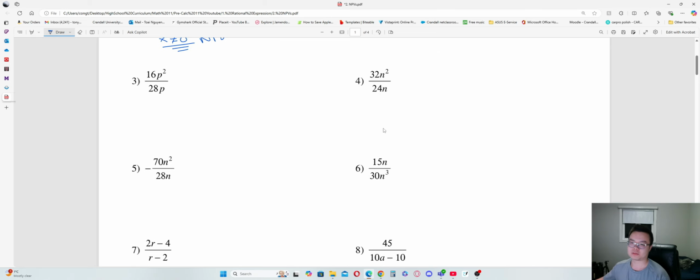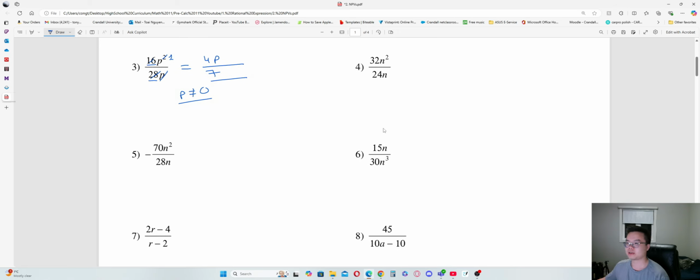Question 3 here, we have 16 over 28. I want to focus on the numbers first. I do know that 16 and 28, I can divide by 4. So 16 divided by 4 gives me 4, and 28 divided by 4 gives me 7. P squared will cancel out, giving me 1, and P raised to the power 1, or P with a degree 1, they will cancel. So I will have 4P over 7. And my NPV is going to be P cannot be equal to 0. That is the answer for question 3.